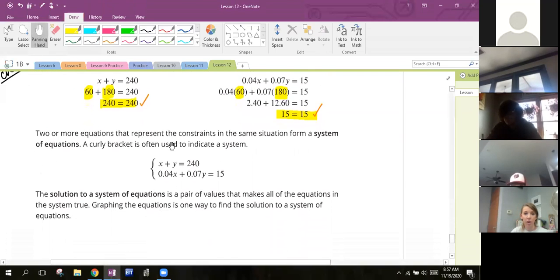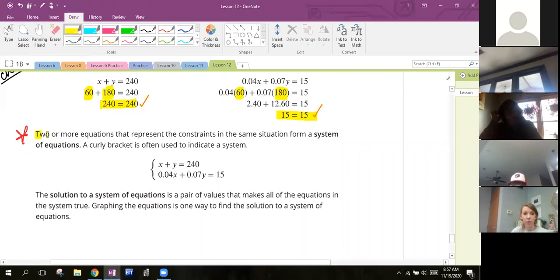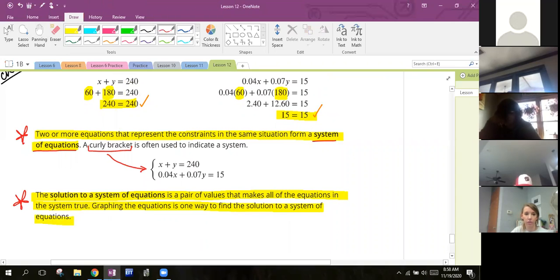All right. So this last part is just vocab. It says 2 or more equations that represent the constraints in the same situation form a system of equations. And often a curly bracket is used to indicate a system, which is that little guy that I can't draw very well. And then finally, the solution to a system of equations is a pair of values that make all the equations in the system true. Graphing the equations is one way to find the solution. So we've talked about one way, and we're going to learn about 2 more ways to find solutions to systems of equations. Okay?